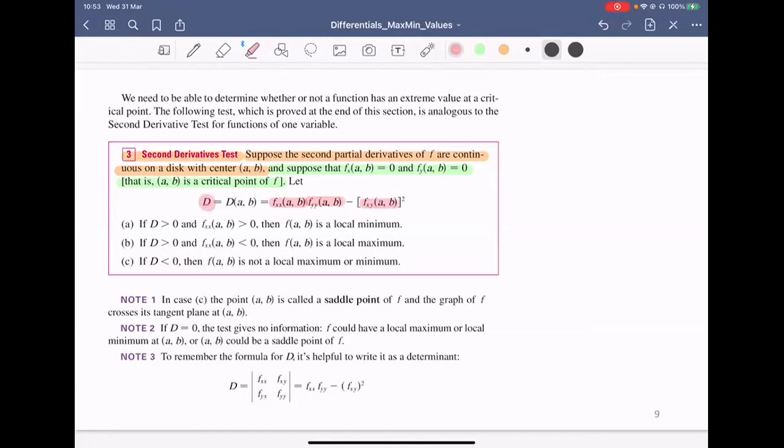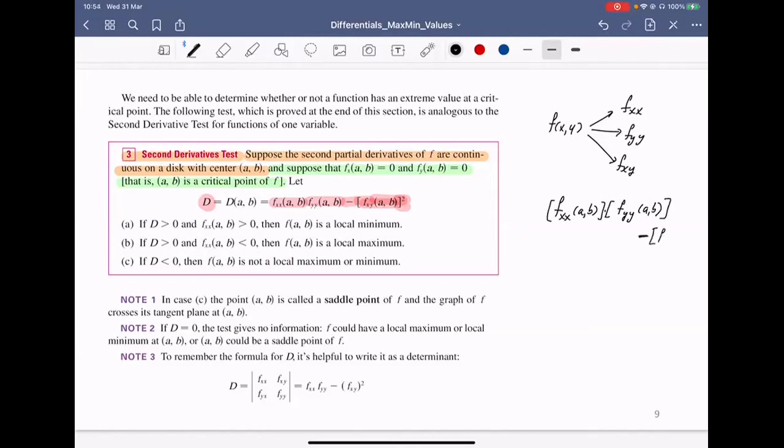D here is equal to f subscript xx times f subscript yy minus f subscript xy squared. Which means if you have function f, you need to compute fxx, fyy, and fxy. You compute them first, and then after that you have fxx at the point (a, b). The value you get, you multiply with fyy at the point (a, b), and then you subtract fxy at the point (a, b) squared.